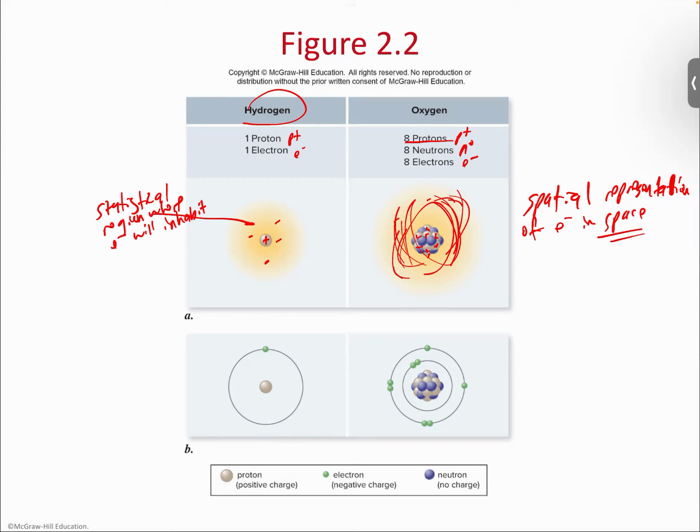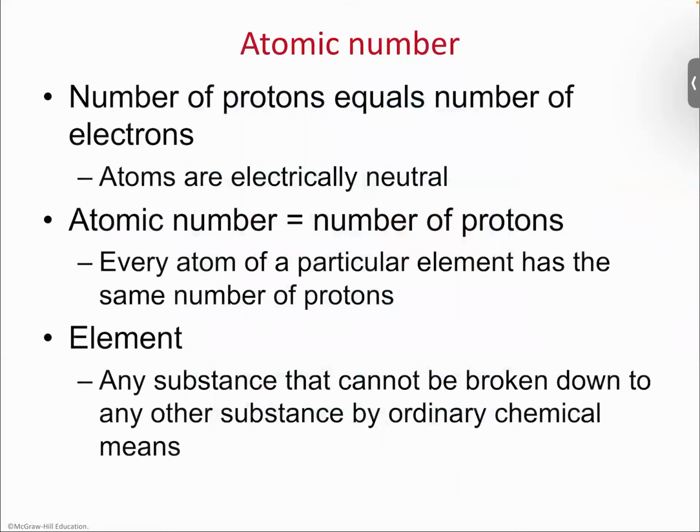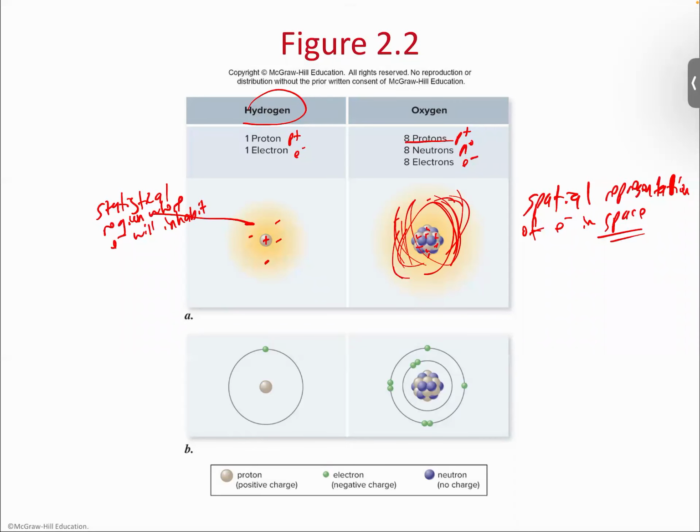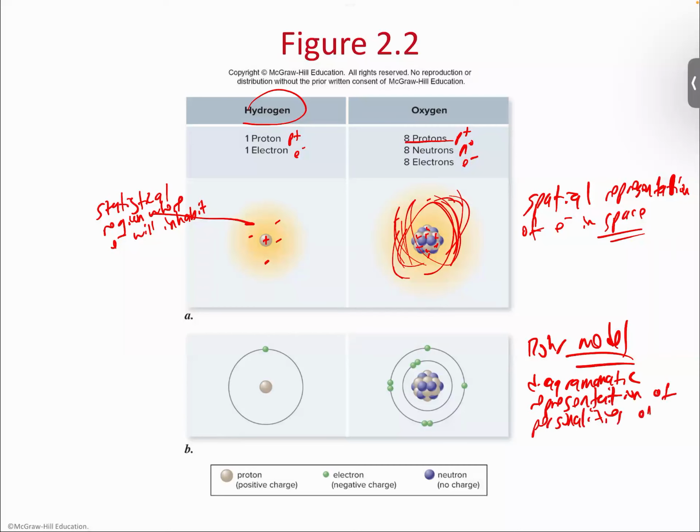So the reason why I say that is because we want to compare that to this one. This is the Bohr model. And the Bohr model is basically a diagrammatic representation of the personalities of the electrons. It's not real life. Okay. We used to think it was real life, but it's not real life anymore.